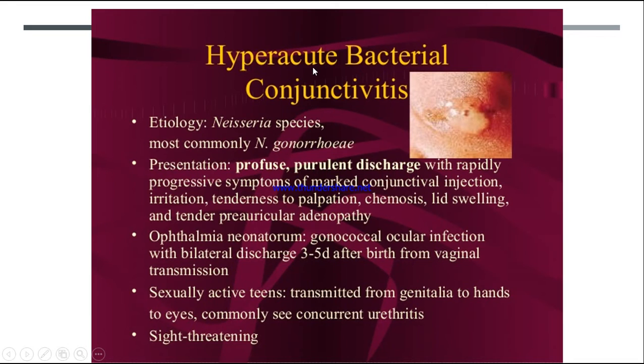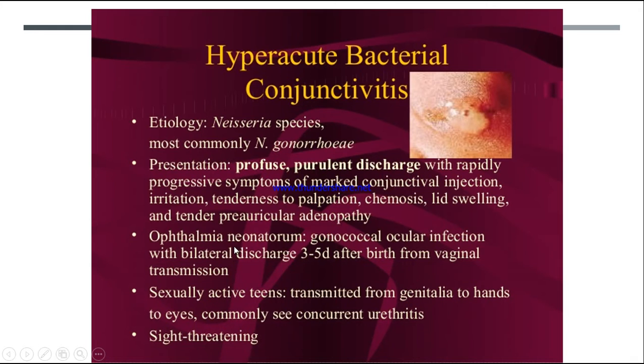Next is hyperacute bacterial conjunctivitis. The main cause here is Neisseria species, most commonly Neisseria gonorrhoeae. The signs and symptoms are profuse purulent discharge with rapidly progressive symptoms, irritation, and tenderness to palpation. When we palpate, the patient will feel tenderness. Then chemosis, swelling of the eyelids, and tender preauricular adenopathy.